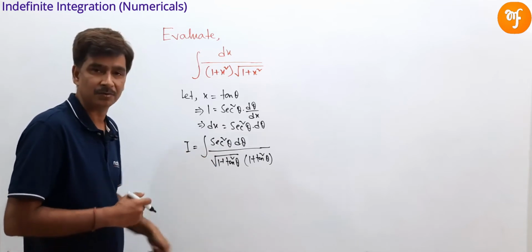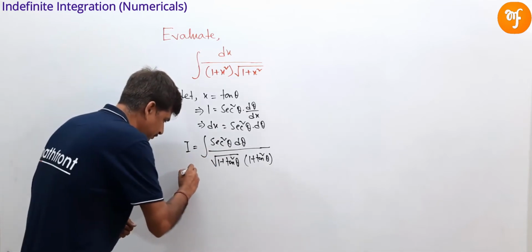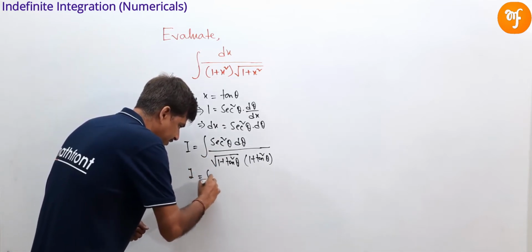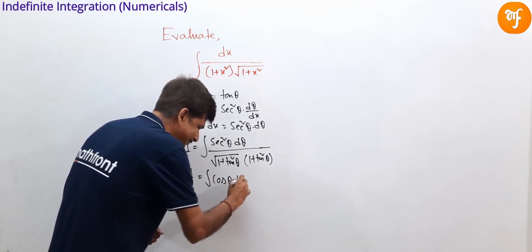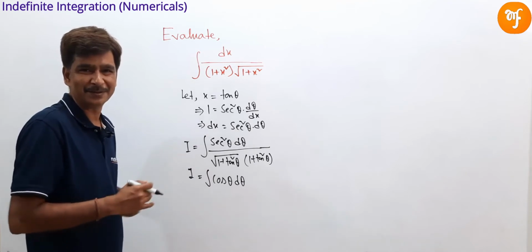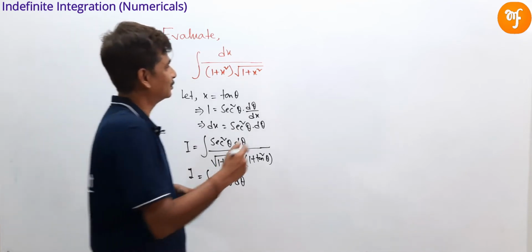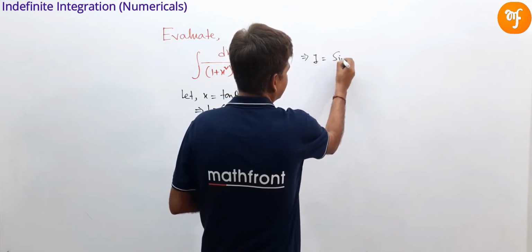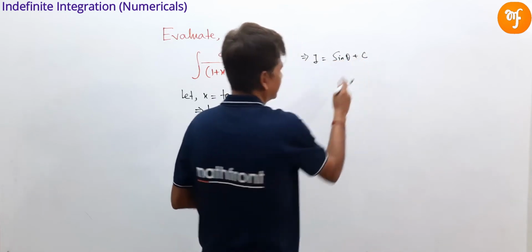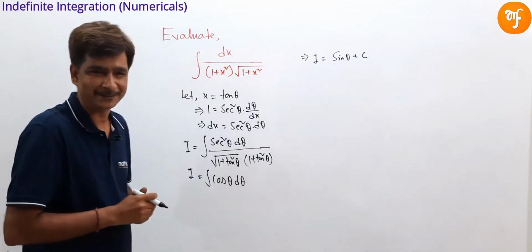So the integration will be written as I equal to integration of cos theta into d theta. Okay. And what is the integration of cos theta? It is sin theta. So I is nothing but sin theta plus c, where c is the integration constant.